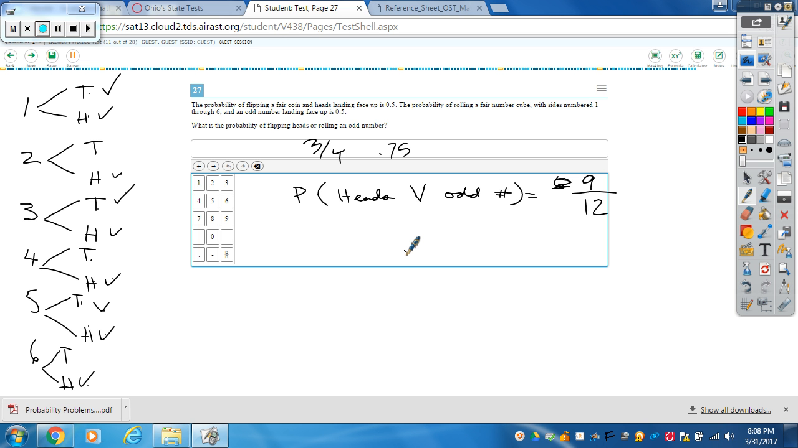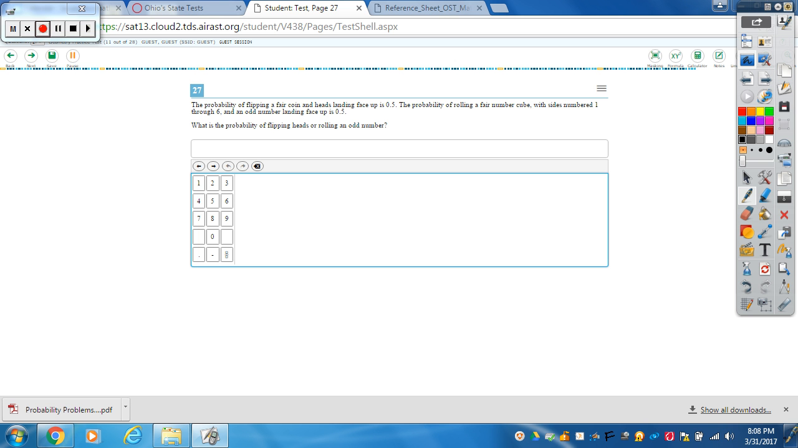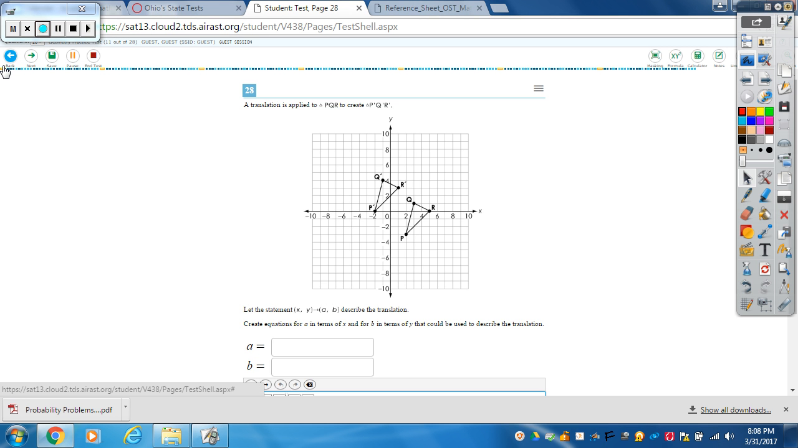Okay? All right. And here we come. Finally, the last problem. Looking at your last problem on the review, here's what you have. A translation is applied to triangle PQR to create triangle P prime, Q prime, and R prime. So we've moved it in some way. Let the statement XY to AB describe the translation. So this is the original, triangle PQR, and this is the new one, triangle P prime, Q prime, R prime.